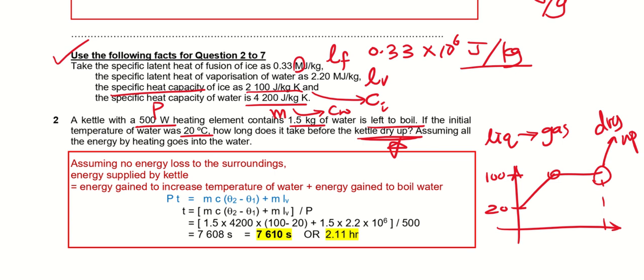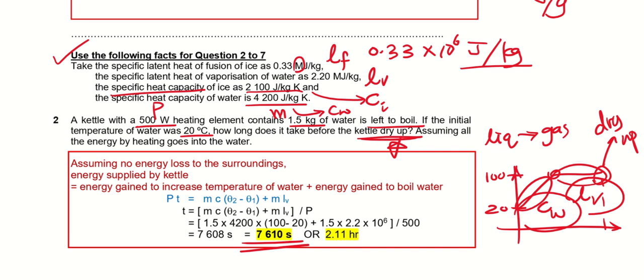I will not go through the calculation. I'll just ask you, what do we use for this section? C or L? CW or CI? CW. Then over here, what do we use? LF or LV? LV. So the heater has to provide all this thermal energy. That means it will be this part's energy plus this part. So the final answer, you should get 7610.